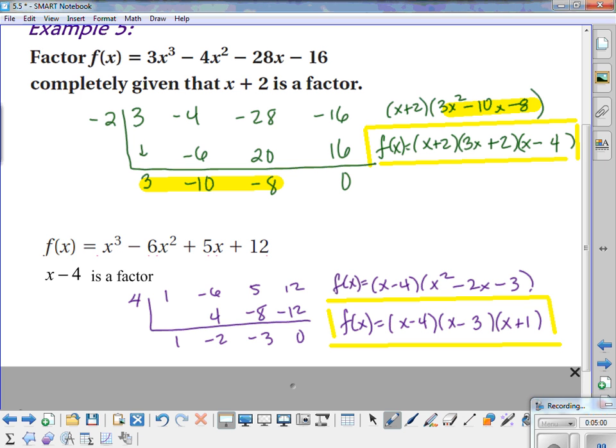Do we want to do one more? Yes, no, maybe. How many want to do one more?